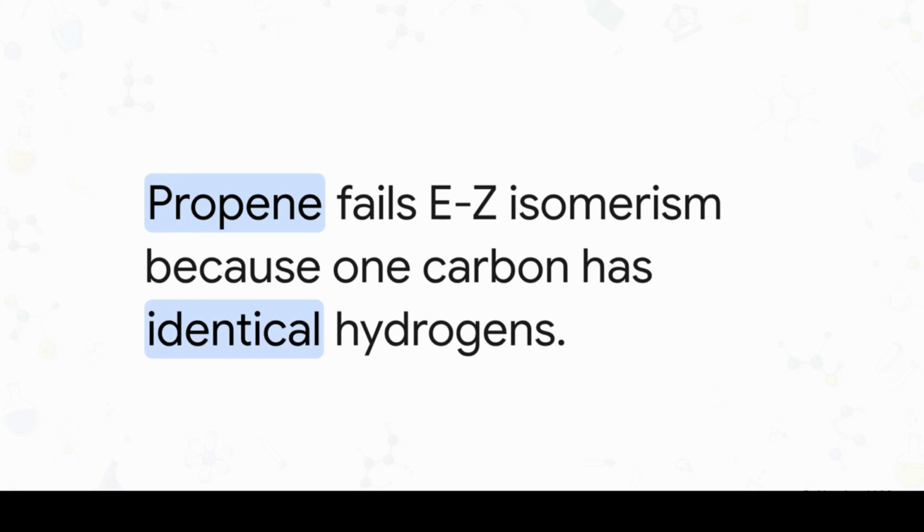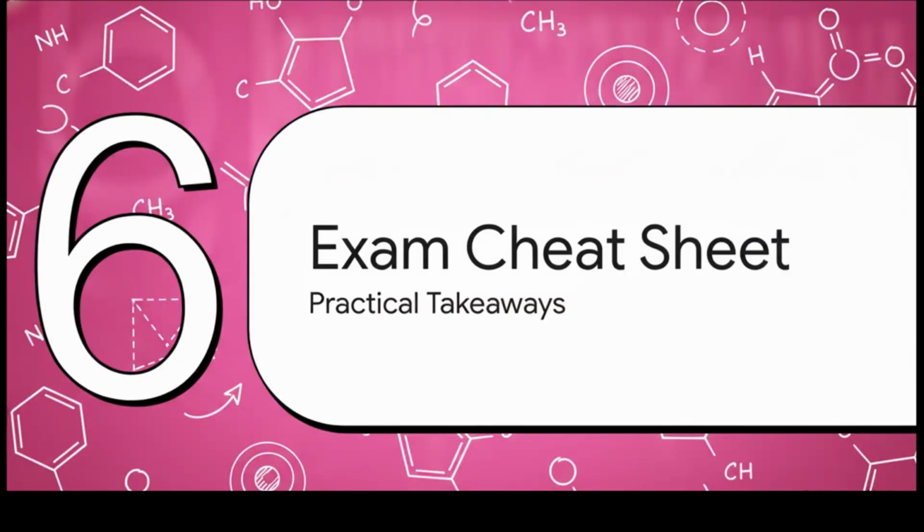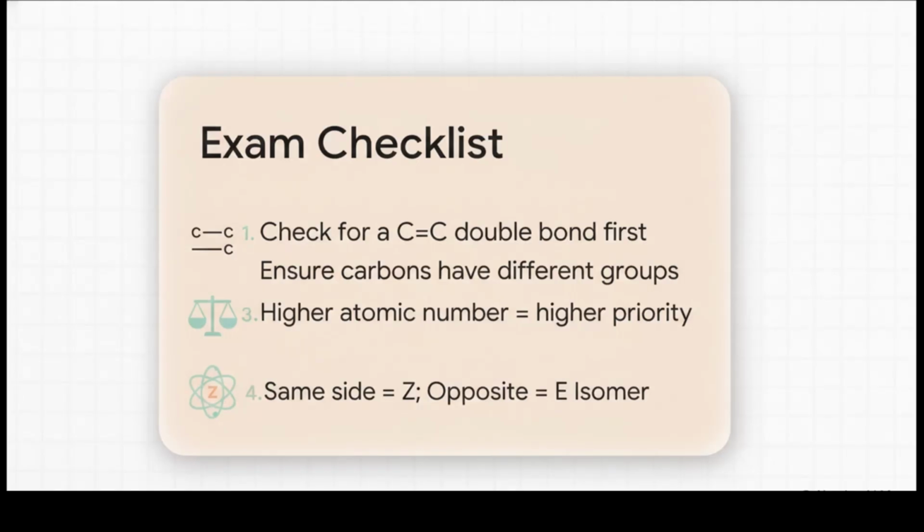It just doesn't exist. Finally, Section 6, Chemistry Exam Cheat Sheet. Let's translate all this spatial chemistry and priority ranking into an actionable, mental checklist for your exams. First, always check for the carbon-carbon double bond. Next, confirm there are two completely different groups per carbon, so you avoid that propene trap we just talked about. Then, assign priority strictly by atomic number. Higher number always equals higher priority. And finally, bring in those mnemonics. Same side is Z for Zusammen, opposite sides is E for Entgegen.